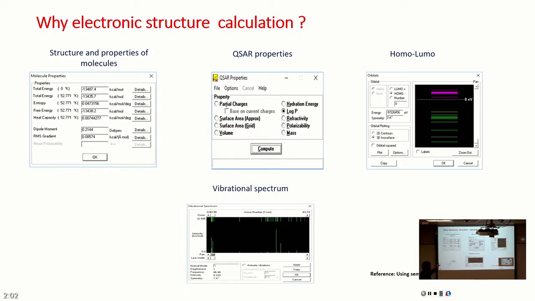We can calculate a bunch of information from the electronic structure, including the total energy, entropy of the system, and thermodynamic properties, its hydration energy, refractivity, polarizability, and we can also calculate the electronic properties like the HOMO, LUMO, and the vibrational spectrum. These are some of the properties we can calculate, but there are many; because of the limited space, I put only a few. For the reference, I used the Avogadro and Hyperchem software, where the semi-empirical electronic structure helped me calculate these properties.